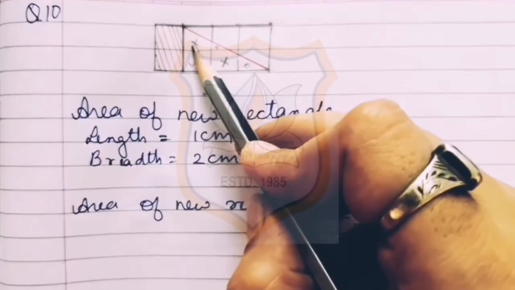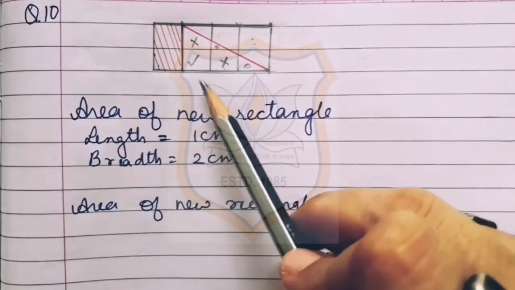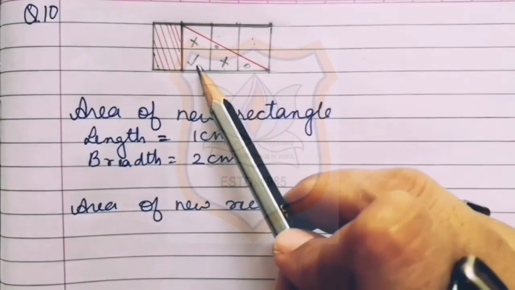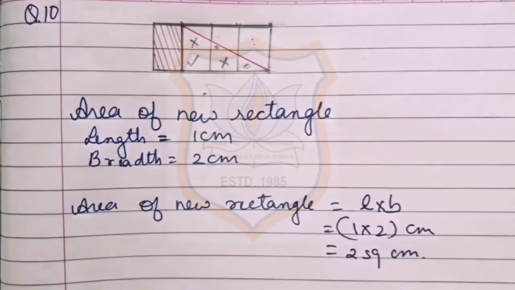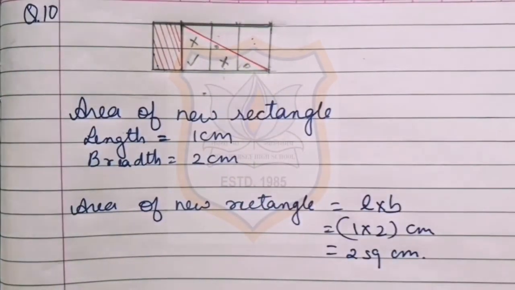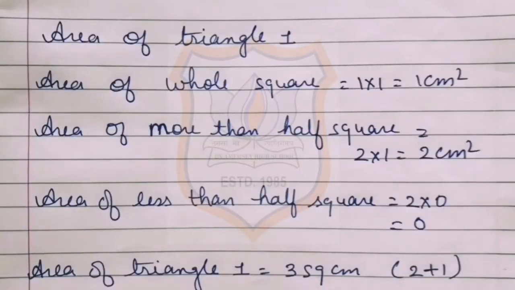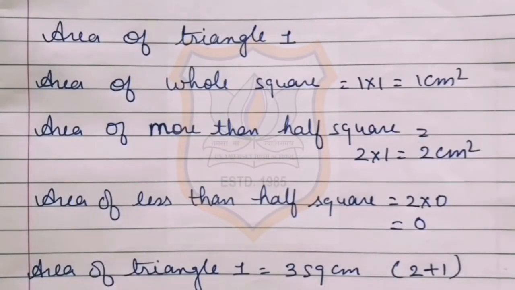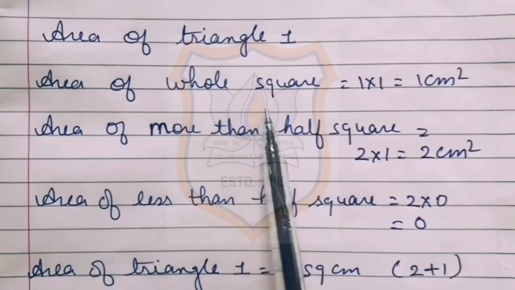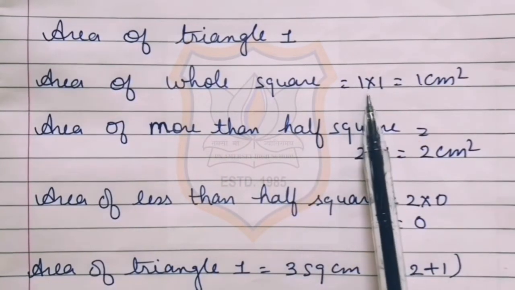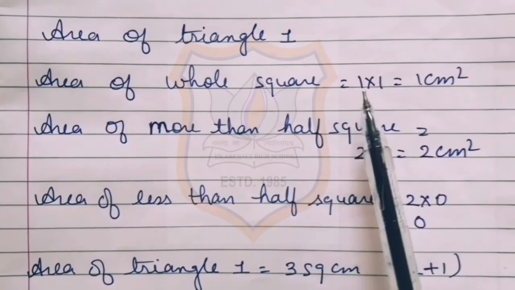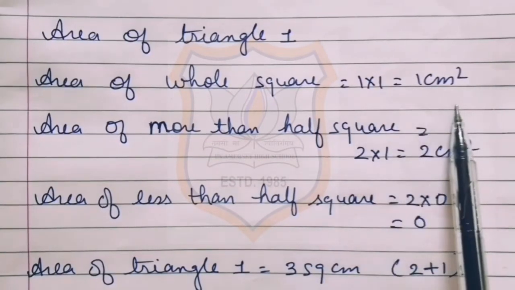more than half square. So in triangle 1 we have one whole square, two more than half squares and two less than half squares. Now we have to find the area of triangle 1. Area of whole square, as we have counted that there was one whole square in triangle number 1. So by multiplying 1 by 1 we get 1 centimeter square.